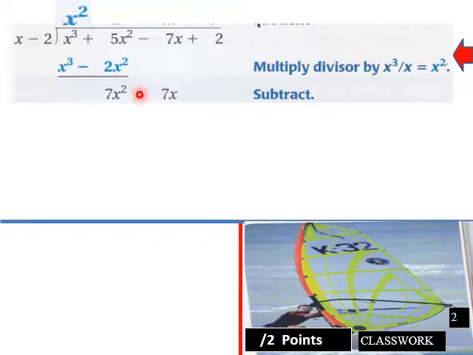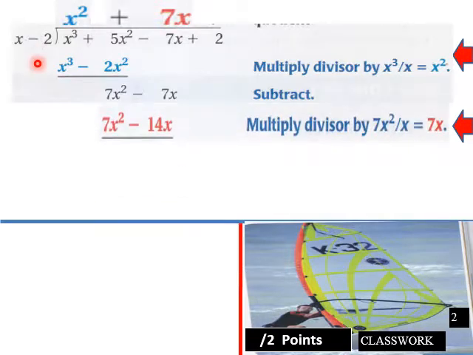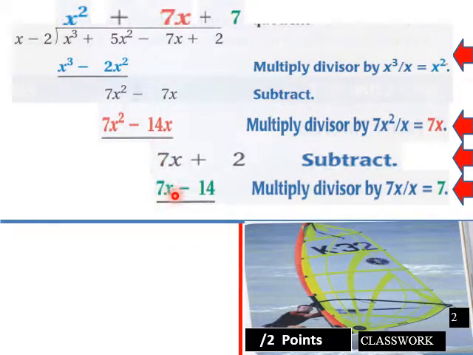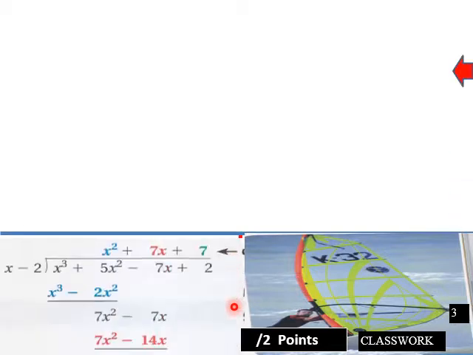Then we drop down our negative 7x. Then x will go into 7x squared, 7x times our divisor now will be 7x squared minus 14x. Multiply divisor, and then we have this situation here. We change signs and add. This becomes negative, this becomes positive, and so 14x minus 7x will be 7x, and drop down there 2, and so x will go into 7x 7 times. 7 times x minus 2 would be 7x minus 14, change signs and add, remainder of 16 for that.